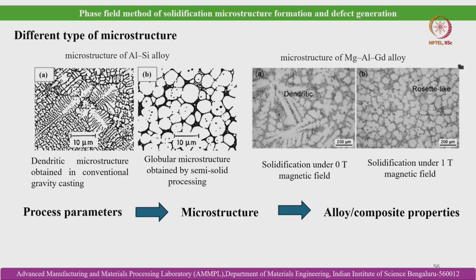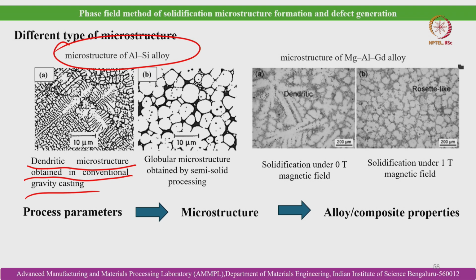Okay, so these are the different types of microstructure. Again, the example of a typical aluminum silicon binary alloy is taken here. This is a typical dendritic microstructure that is generally obtained by conventional gravity casting, where the cooling rate is much lower, and the solidification front growth rate is higher.